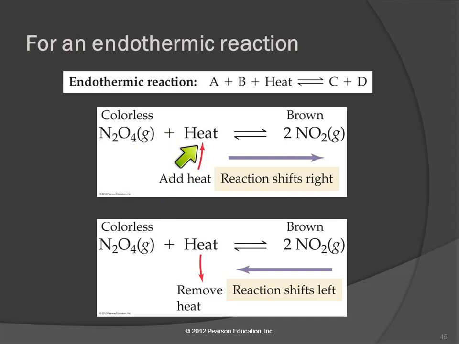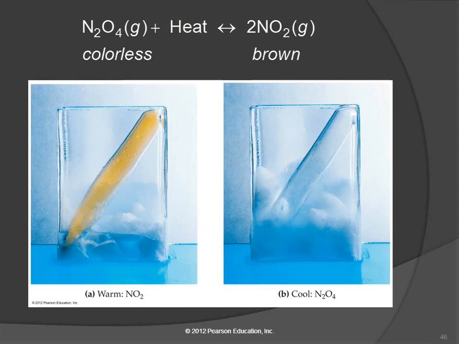Endothermic reaction, we're adding heat. It's taking in heat as the reaction occurs. So if we add heat, it's like adding a reactant. If we add more reactant, the reaction will shift to the right. If we remove heat, the reaction will shift to the left. And we see that in this picture.